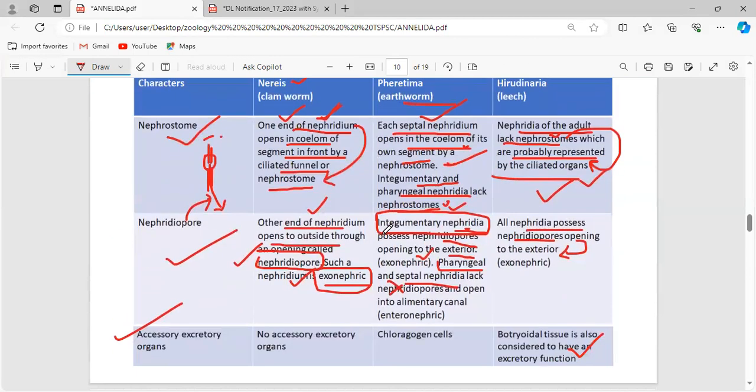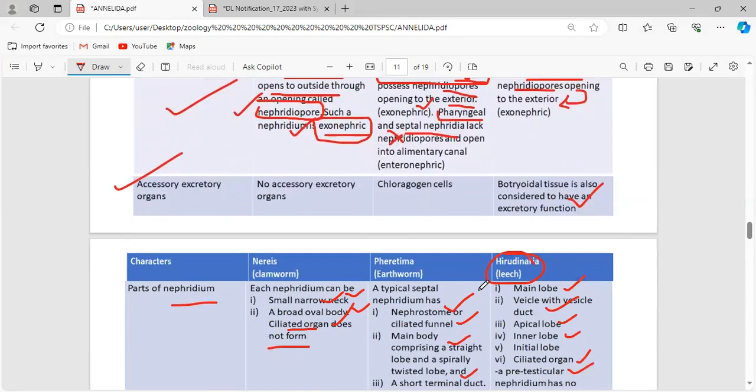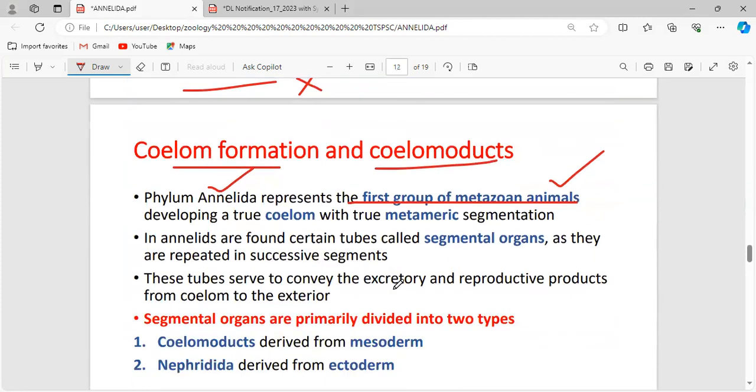Okay. See, the diagram can't be mentioned like this. The separate picture for the excretory organ will not be available. Only this is shown there. Okay.